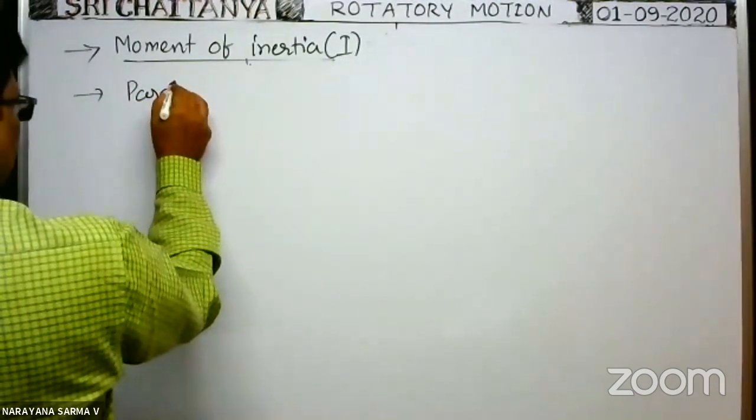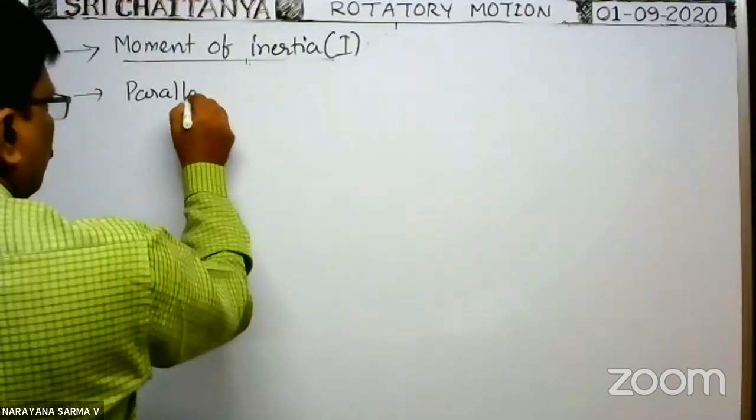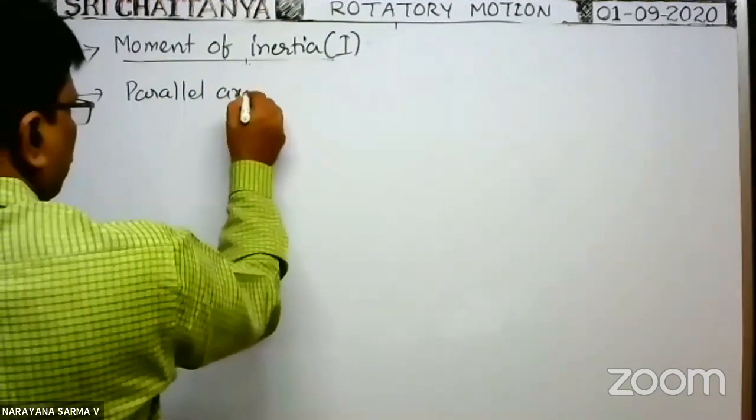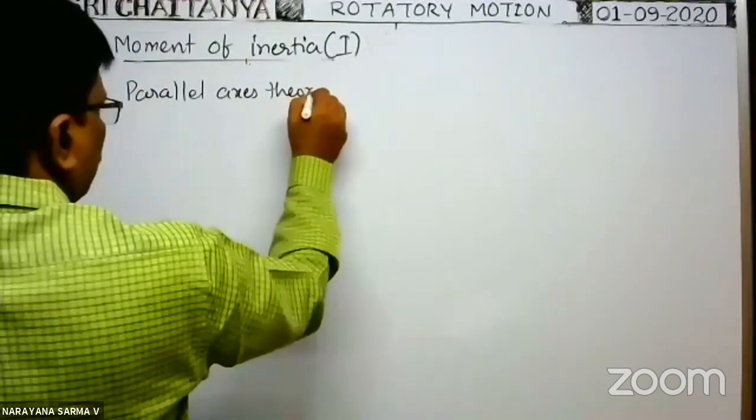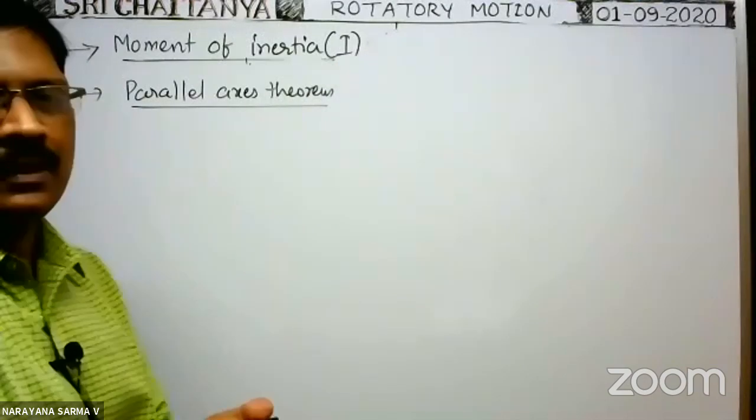Parallel axis theorem. In order to find the moment of inertia in a simpler manner, we have two theorems: the parallel axis theorem and the perpendicular axis theorem. So what is the parallel axis theorem?